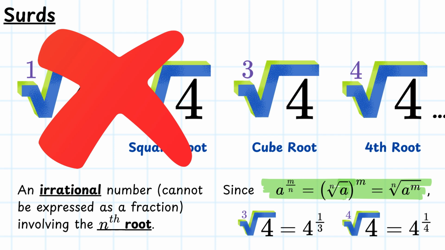Let's also recall the law of indices when dealing with fractional exponents. Any term with a fractional exponent can be rewritten in radical form and vice versa. This law tells us that if we have a base a raised to the power of m over n, it can be rewritten as the nth root of a raised to the power m. For example, cube root of 4 is the same as 4 raised to the power of 1 over 3. The fourth root of 4 is 4 raised to the power of 1 over 4.